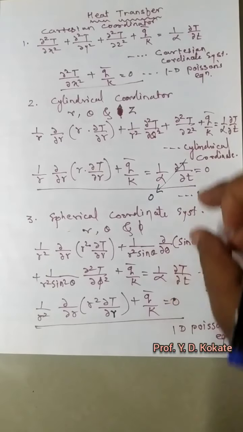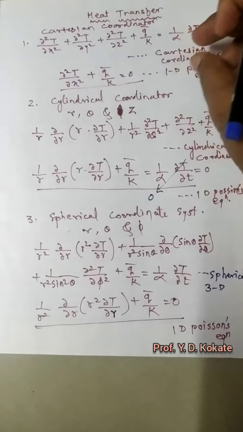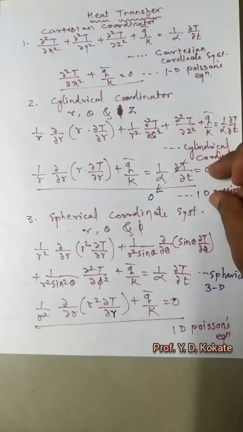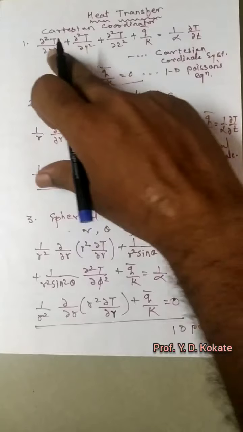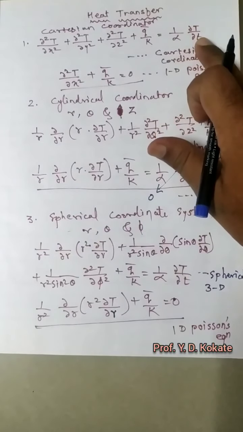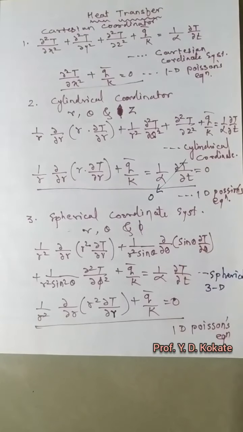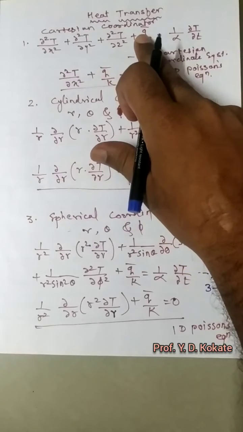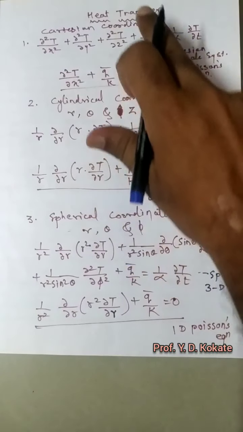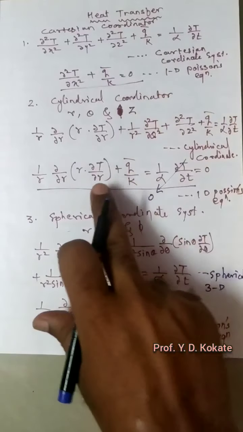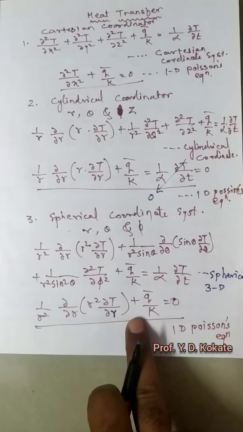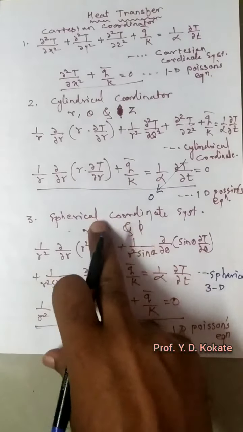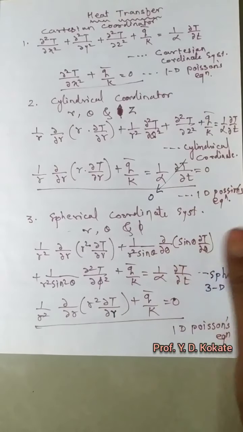But you have to remember the Poisson's equation of Cartesian coordinate system, cylindrical coordinate system and spherical coordinate system, which are very important. You also require the three-dimensional equation, but only for Cartesian coordinate system, not for cylindrical and not for spherical in our course. So you have to remember the three-dimensional equation and the Poisson's equation for Cartesian coordinate system. You only have to remember the one dimensional Poisson's equation for cylindrical coordinate system, and the one dimensional Poisson's equation for spherical coordinate system. Very simple. You can also correlate them.